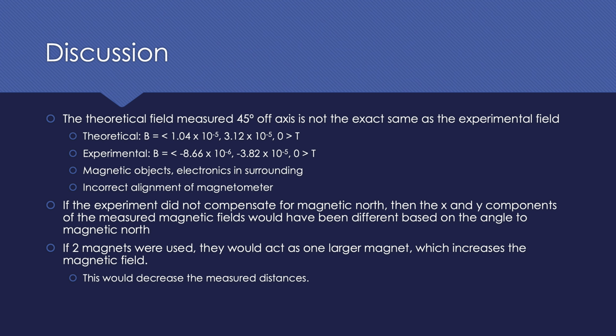If two magnets were used, they would act as one larger magnet, which would increase the magnetic field and therefore decrease the measured distances. Thank you.